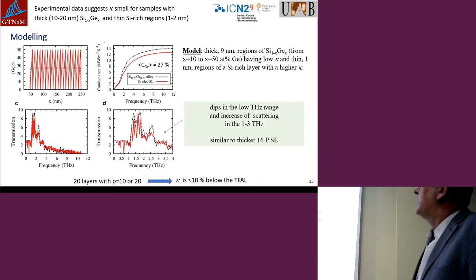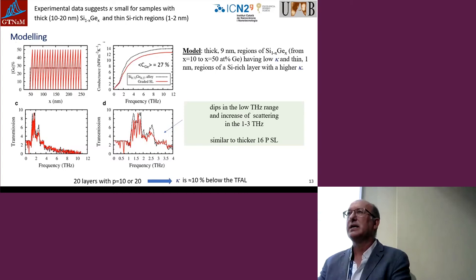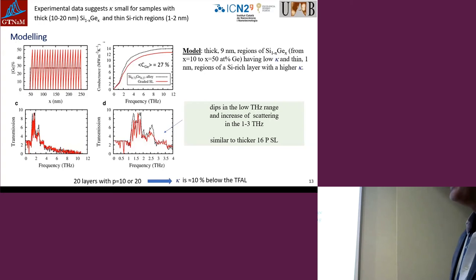In fact, from our experimental data, we can already suggest, without going into the modeling, that we should get small values of K for these samples. We have quite thick regions of silicon germanium with a general concentration of around 15 to 20%, separated by very thin, 1-2 nanometer silicon rich regions. So regions of low thermal conductivity alternate with regions of high thermal conductivity. But these regions of low thermal conductivity are in fact alloys in which we have this mass gradient.